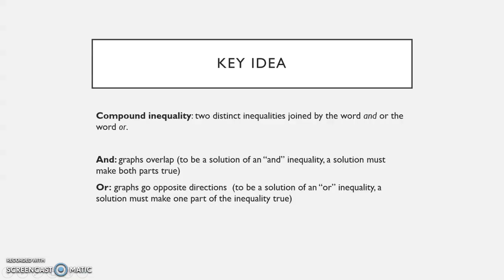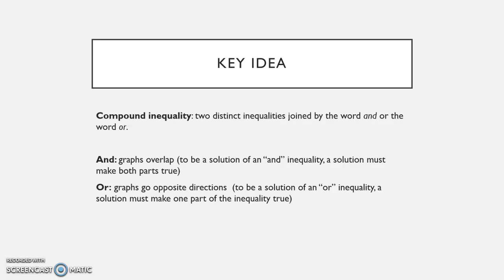Key ideas here. Compound inequalities are two distinct inequalities joined by the word and or the word or. So, and, or. For and inequalities, the graphs will overlap. To be a solution of an and inequality, a solution must make both parts true. We're going to cover both of these here in a few. For or inequalities, the graphs go in opposite directions. To be a solution of an or inequality, the solution must make one part of the inequality true.